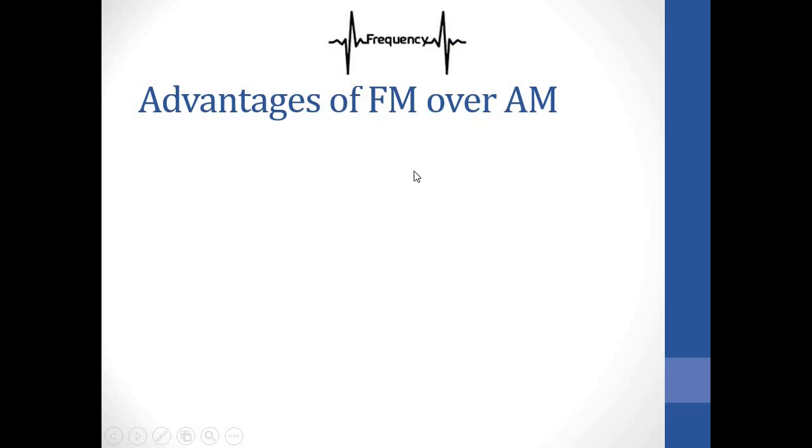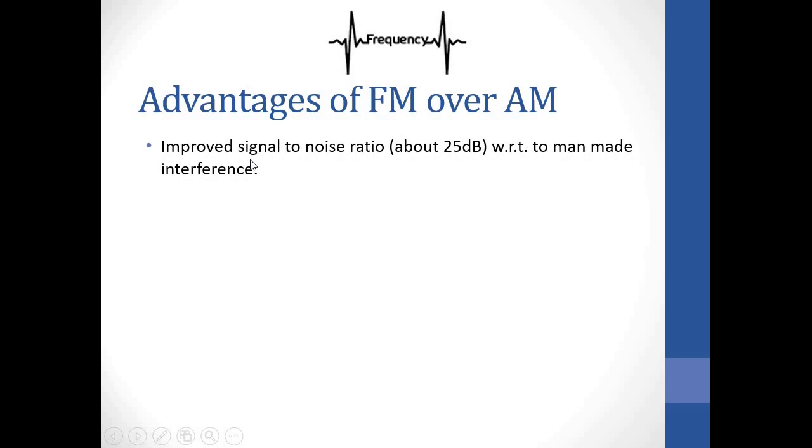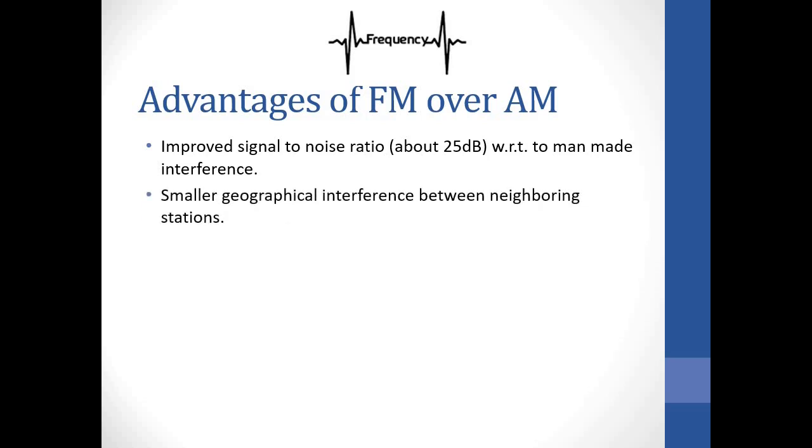Now let's look at the advantages of FM over AM. The first one is that we've got an improved signal to noise ratio, meaning that our signal has less noise. Yes, interference can occur, but it is easy for us to remove noise in an FM signal. And also, it has smaller geographical interference between neighboring stations. Also, because we can control the power of the carrier, we can transmit less power.